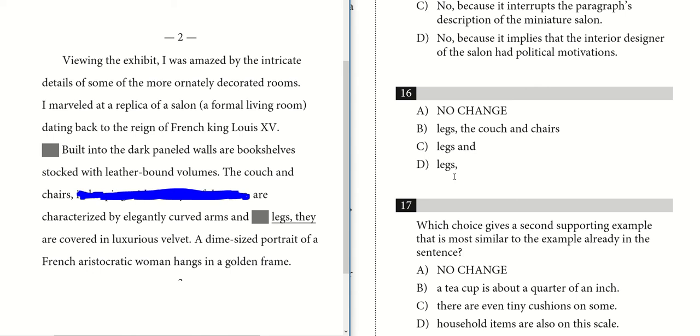And lastly, we have just legs, comma. So that would read then, the couch and chairs are characterized by elegantly curved arms and legs are covered in, so that doesn't really make sense, right? What are covered in? You can't just write it like that. That wouldn't make sense. So D is out. You're just left with C. So you're saying the couch and chairs are characterized by curved arms and legs and, no comma, so you're not saying it's another sentence, and are covered in that. C is going to be our answer.